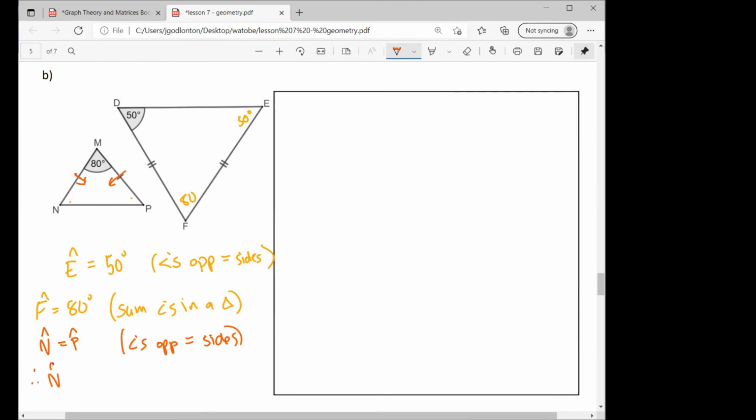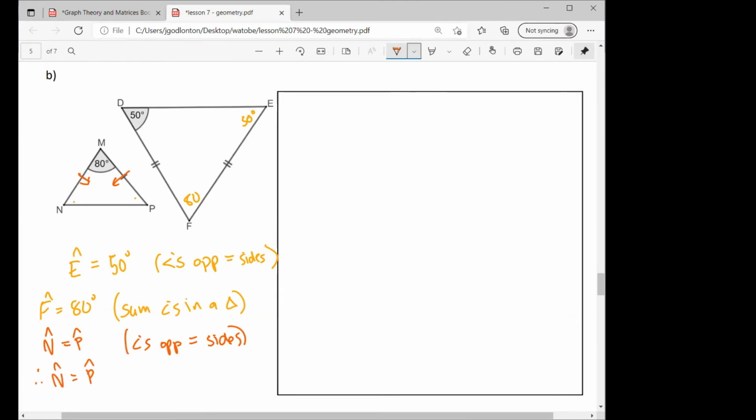Therefore, angle N and P are both 50 degrees because of sum of angles in a triangle.